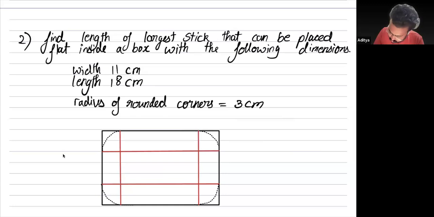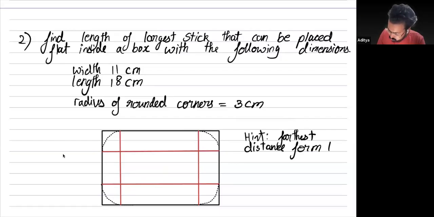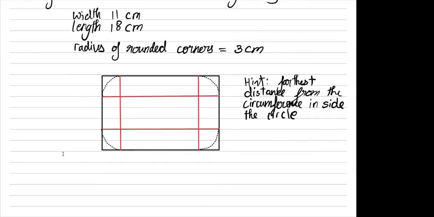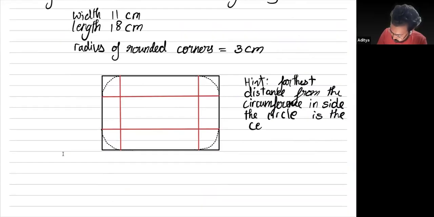I'll give one hint. The farthest distance from the circumference inside the circle is the center. Aryaman, not exactly correct. If you have found the square of the value, it's not correct.